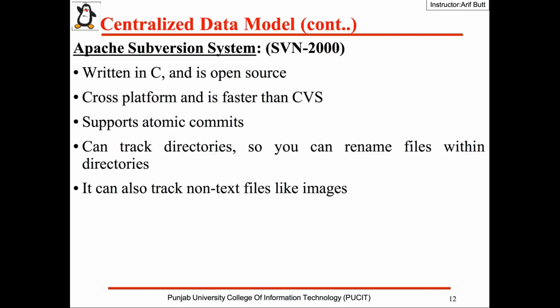The other important versioning tool that follows the centralized data model is the Apache Subversion system. It is also written in C, is open source, cross-platform, and is faster than CVS. It supports atomic commits, can track directories so you can rename files, and it can also track non-text files like images.